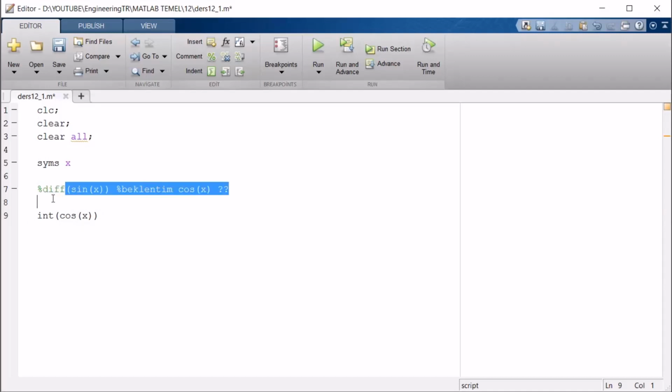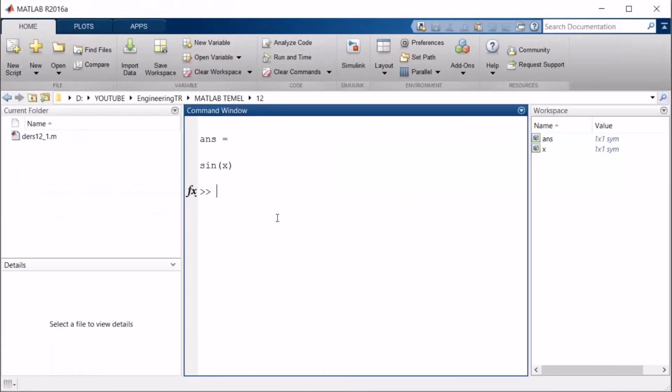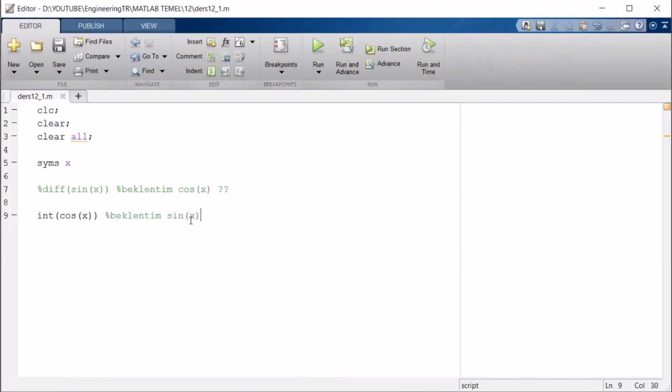We take derivatives with the diff command from differentiation. The derivative of sin x came out as cos x. What is my expectation? My expectation is sin x to come, because I know that if I take the derivative of sin, it gives cos. So even if I integrate the cos, it has to give me the sin. Let's see if we got it right. As you can see, we can find sin x this way, guys. I got sin x, which was my expectation.